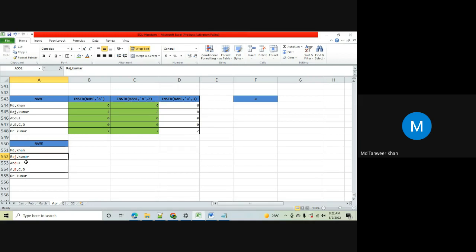Now, what is the position of this blue A? R is the first position, A is second position, J is third position, comma is 4, K is 5, U is 6, M is 7, A is 8. That is why the output is 8 here. Is this clear now?